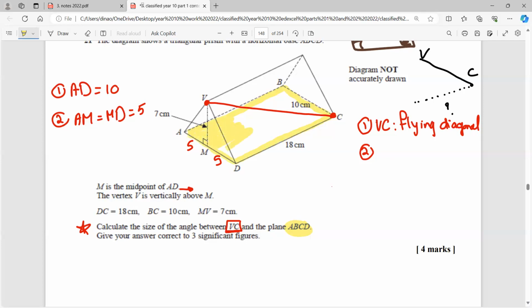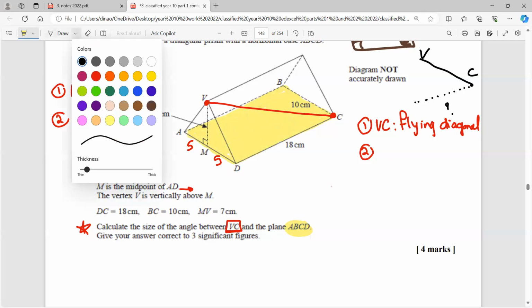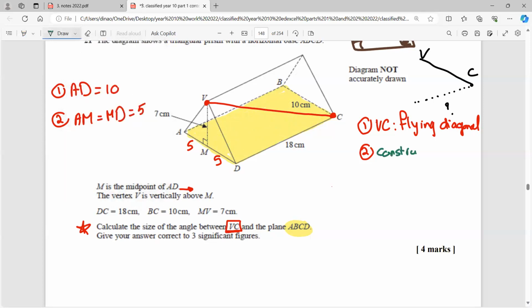This is the plane that I'm going to construct another line in, or another diagonal. So we identified the plane. Why did I identify the plane? I identified the plane because I am going to construct the other side of my angle in this plane. Or in other words, I'm going to construct a line or a diagonal in the plane.